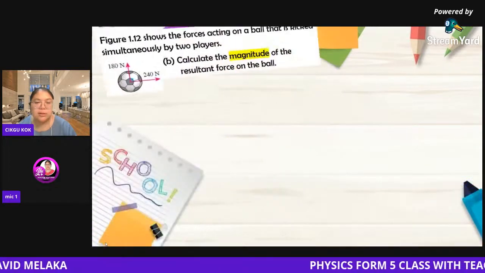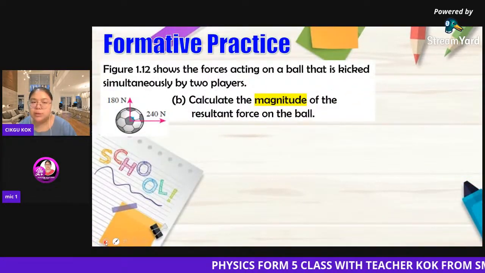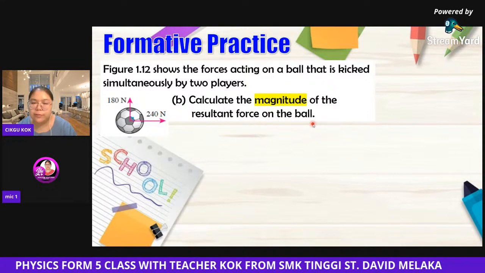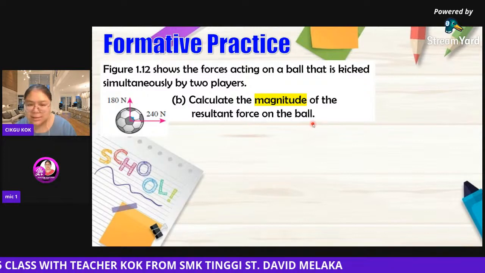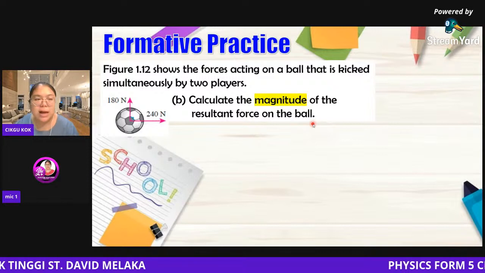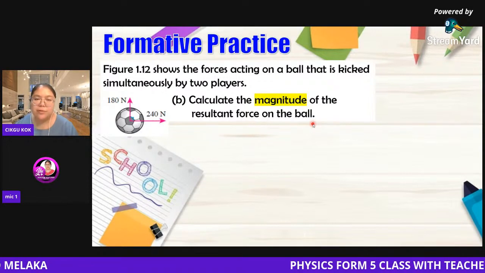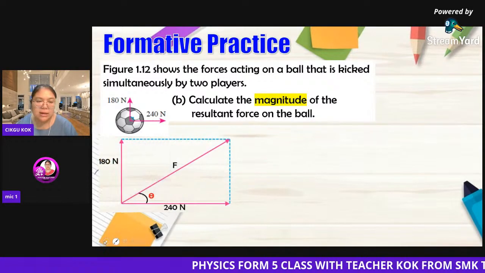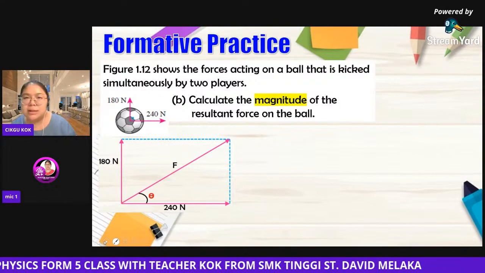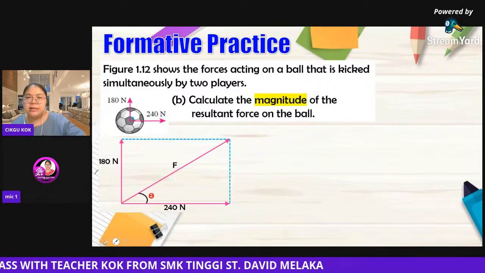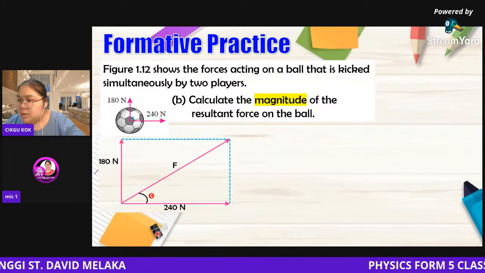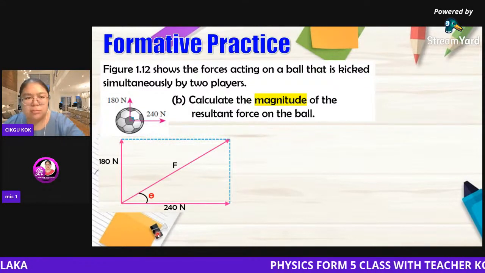Okay, the second question is a calculation: calculate the magnitude of the resultant force. I just leave this one question for you to do. Then you tell me what the answer for F is. Remember there is the theorem by Pythagoras. Press your calculator, how many? Then just type it here, then I check whether it is correct or not. We are waiting. We still have one more question only.